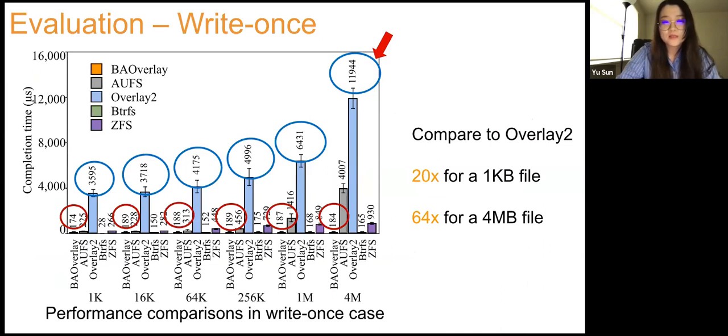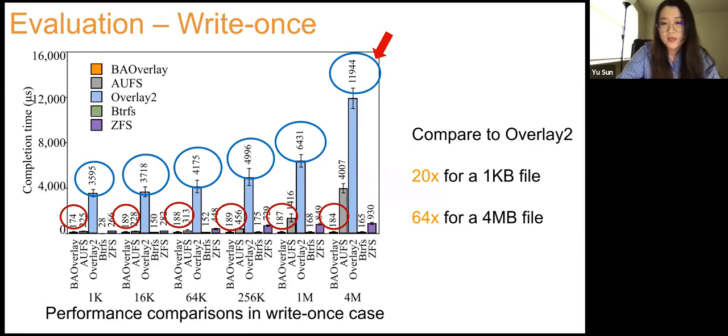For example, we can see in the figure that here we measured the first write latency using state-of-the-art overlay file systems. One is AUFS, the other is overlay 2. In addition, we include BTRFS and ZFS, which are copy-on-write file systems, and compare them with BA overlay. The x-axis shows the file size, and we change the file size from 1 kilobyte to 4 megabytes. The y-axis shows the completion time. It measures how long one write takes to complete.